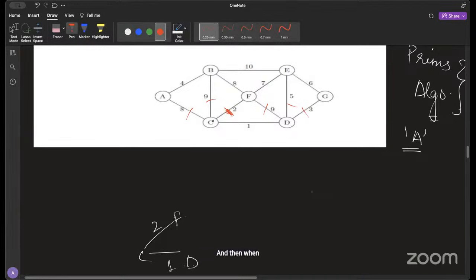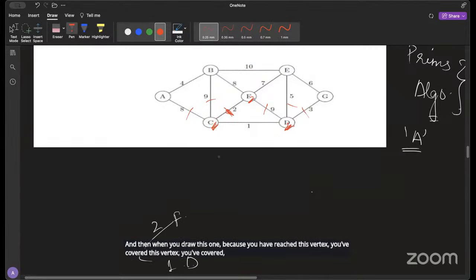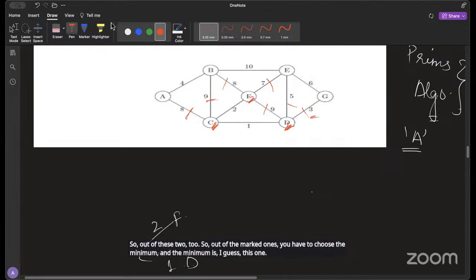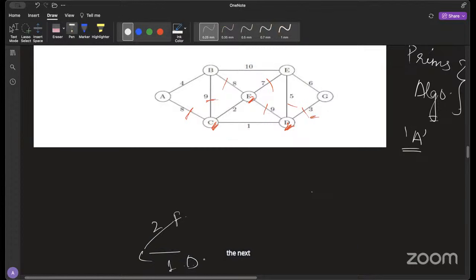And when you draw this one, because you have reached this vertex, this vertex is also in your graph. That means you have to choose the minimum weight edge out of these ones. This one, this one, this one. This is already done, right? This is also already done. So out of these three, and then these two also get unlocked, so out of the marked ones, you have to choose the minimum, and the minimum is, I guess, this one. The next edge you draw is this one.